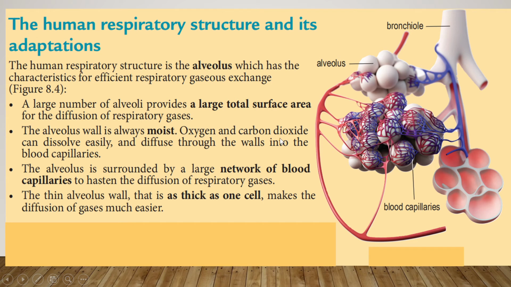Number 2, always moist. For the respiratory gases, we're talking about the oxygen and carbon dioxide, to dissolve easily and to diffuse through the walls. Number 3, large network of blood capillaries. So you can see here, it is being surrounded, being wrapped by this dense network of blood capillaries.